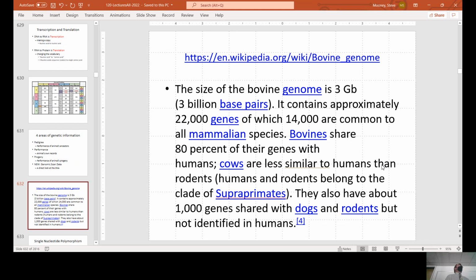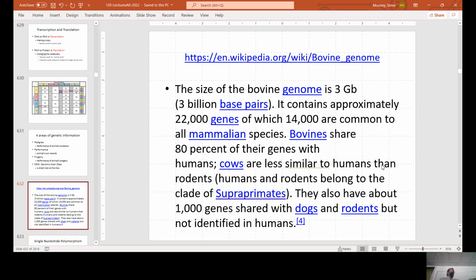Most of the metabolism work and how things work was figured out on bacteria. Krebs citric acid cycle. Cows are less similar to humans than rodents. Humans and rodents belong to a group called the super primates. There's also about 1,000 genes that you're going to find in dogs and rodents that are not identified in humans.